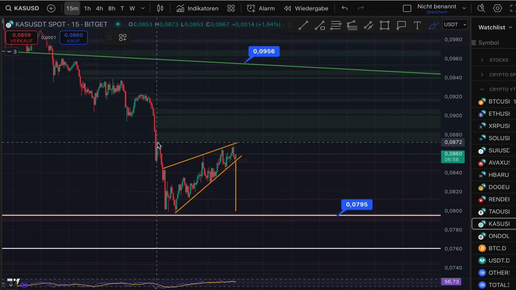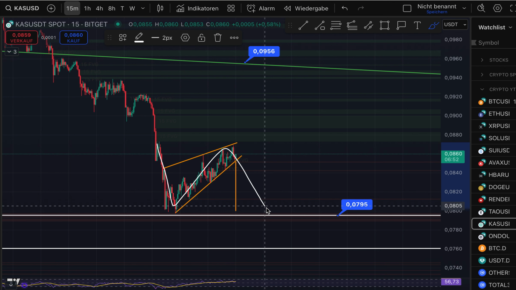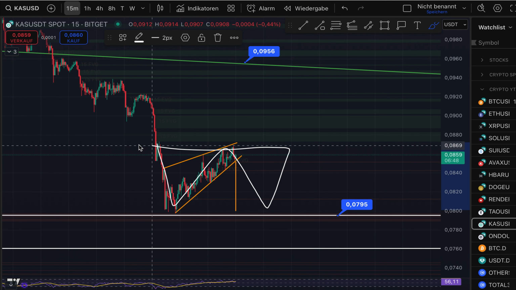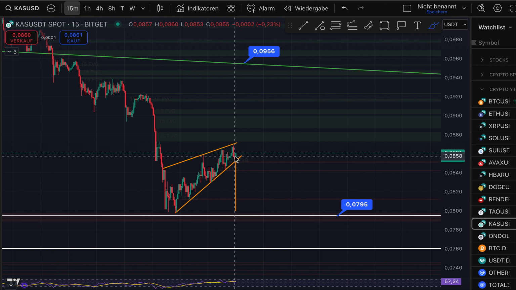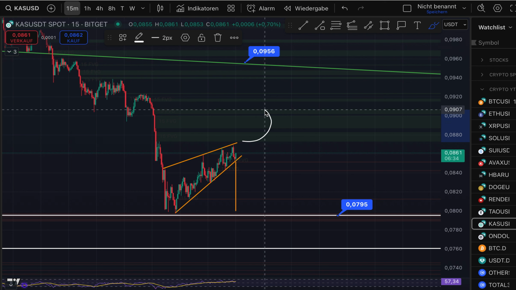If we see the 8 cents like this, and we get afterwards a nice push to the upside, then we would have a double bottom pattern. If we break it afterwards to the upside, it would be positive. We don't have to break to the downside. We can also break to the upside. If we do, then we have fair value gaps from 8.7 cents up to 9 cents for Casper.